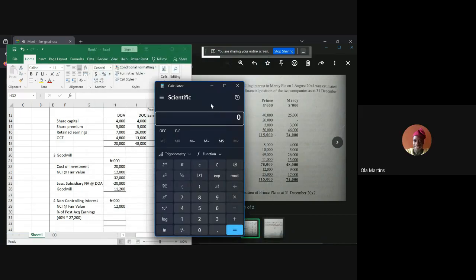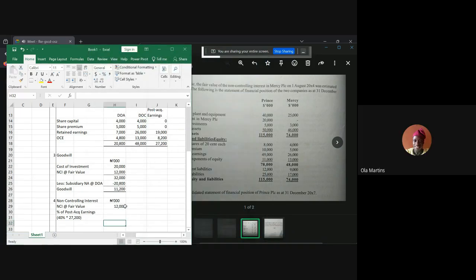19. 19. 40%, right? Yes. Of 27,200. 10,880. 10,880.